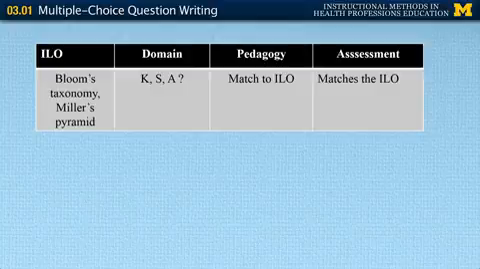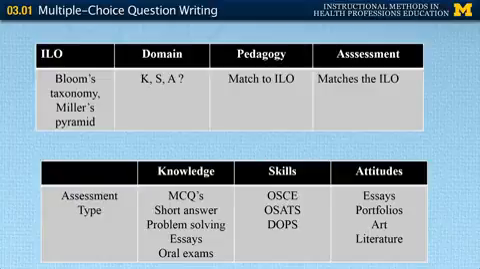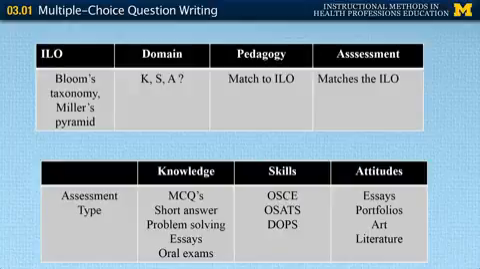So let's flip it just a little bit differently. Let's say we're talking about assessment types, and we're talking about the variety of domains. We can talk about knowledge domains, and how you would evaluate someone's knowledge. You could use multiple choice questions, short answers or problem-solving sets. You could have them do essays, or oral exams. You can see how each one of those assessments will map back differently to whichever level on Bloom's taxonomy or Miller's pyramid you're intending to get to at the end of your educational intervention.